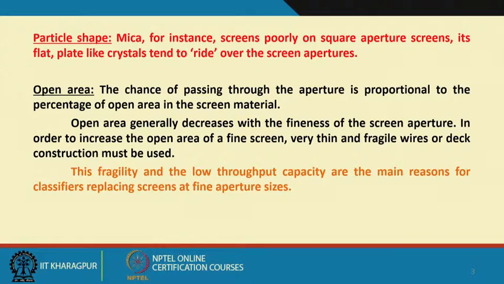This is the reason that below a particular size the screen effectiveness reduces drastically, and that is why we have to switch over to other mechanisms, called classifiers, where we use the principles of movement of solids and fluids to separate them. But these days there are some developments happening even with fine screening.